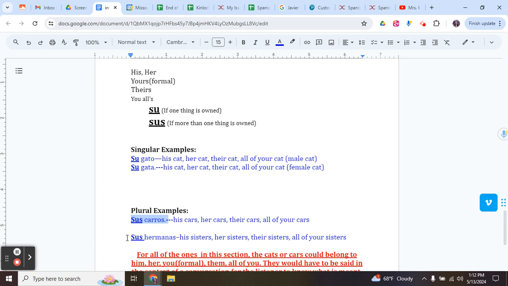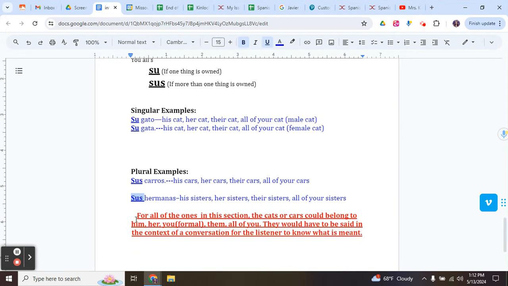Same thing here if we say sus hermanas, right? His sisters, her sisters, their sisters, or all of your sisters. It doesn't matter that he is one person. The sisters is the part that's plural, the possession or the connection, that relationship. His sisters, they belong to him. They are connected to him. Okay, and they are plural. That's why it gets the plural sus.